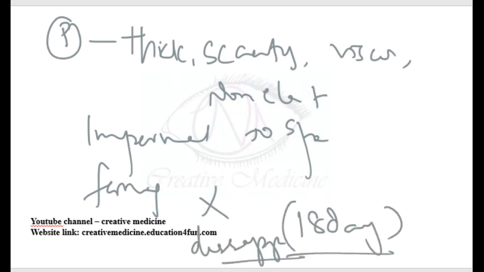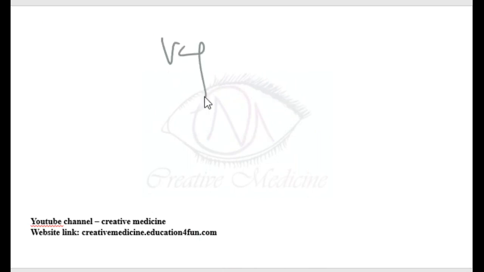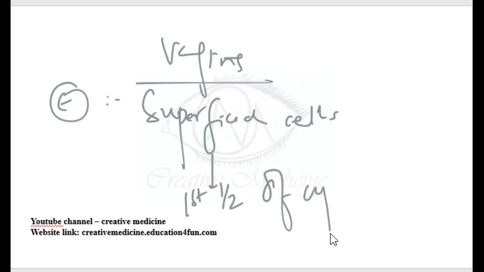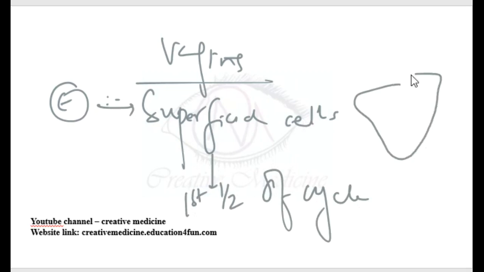Effect of estrogen and progesterone on the vagina. First, the effect of estrogen on the vagina. Superficial cells predominate in the presence of estrogen. Estrogen predominates in the first half of the cycle, so superficial cells predominate in the first half of the cycle. Superficial cells are eosinophilic and they have a pyknotic nucleus.